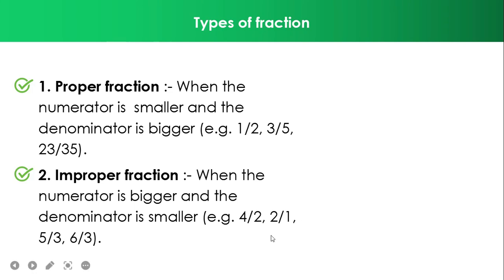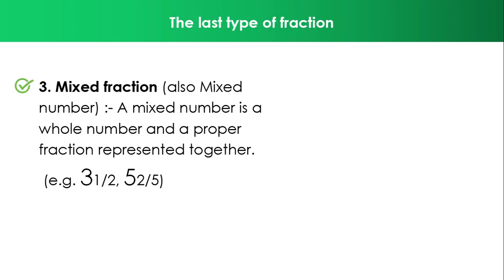So we now have 2 over 1 here. That means the first number, which is the numerator, is bigger, and 1, which is the denominator, is smaller. So this 2 over 1 is also an improper fraction, and we have 5 over 3 and 6 over 3. Now, like 17 over 2, you know 17 over 2 is also an improper fraction, because 17 is the bigger number and is at the top, and 2 is the smaller number, which is at the bottom, the denominator.